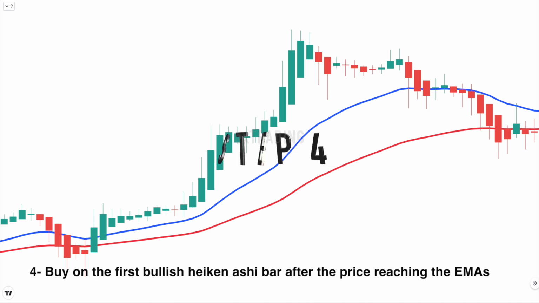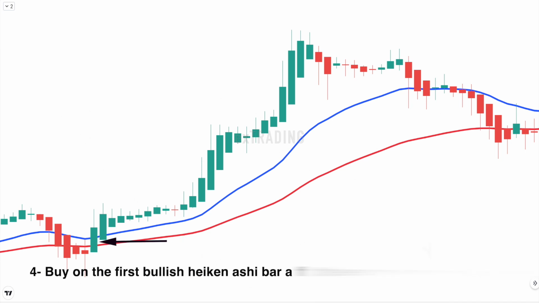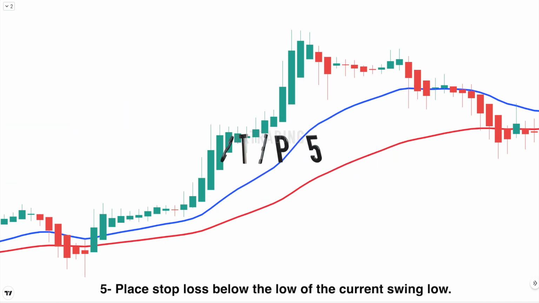Step number 4. Wait for the price to bounce off either of the exponential moving averages and buy on the first bullish Heiken Ashi bar. Step number 5. Place stop loss below the low of the current swing low.